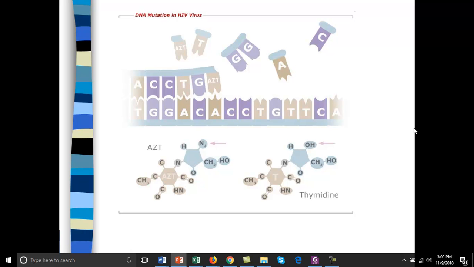Okay, here's AZT. AZT basically integrates into the position where thymine would integrate across from adenine, and then AZT has no place for another nucleic acid to attach, so that just blocks DNA duplication right in its place. Instead of a hydroxyl group on ribose, AZT has an azide group on ribose, but in other fashions, it looks just like thymine.